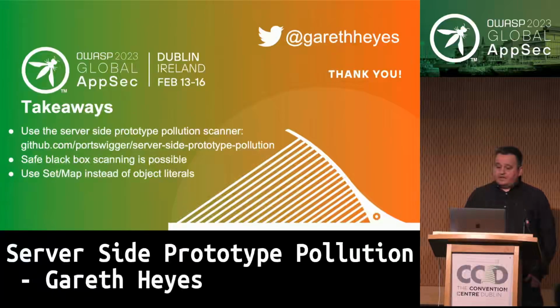Thanks for listening to my talk. The 3 takeaways from my presentation are: try and use the prototype pollution scanner. It'll hopefully find prototype pollution in your apps or interesting JavaScript behavior. Safe black box scanning is possible, and I recommend you use Set or Map instead of objects when defining object-like behavior or accepting a list of values.